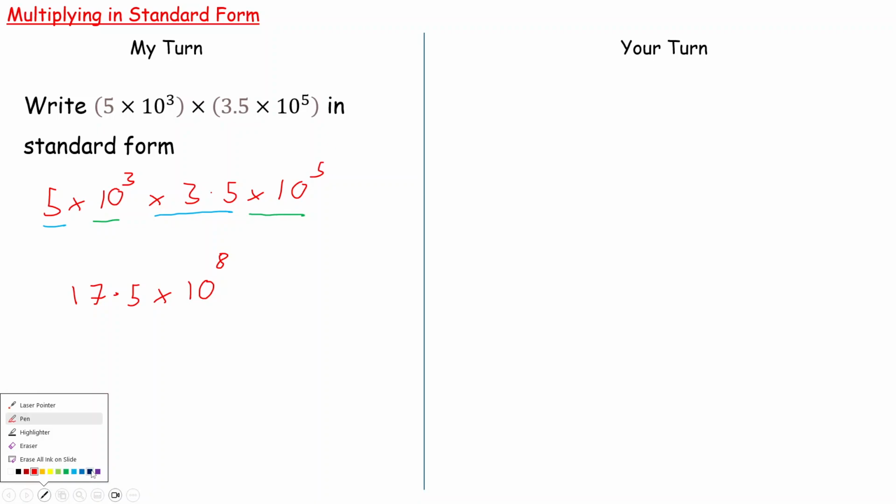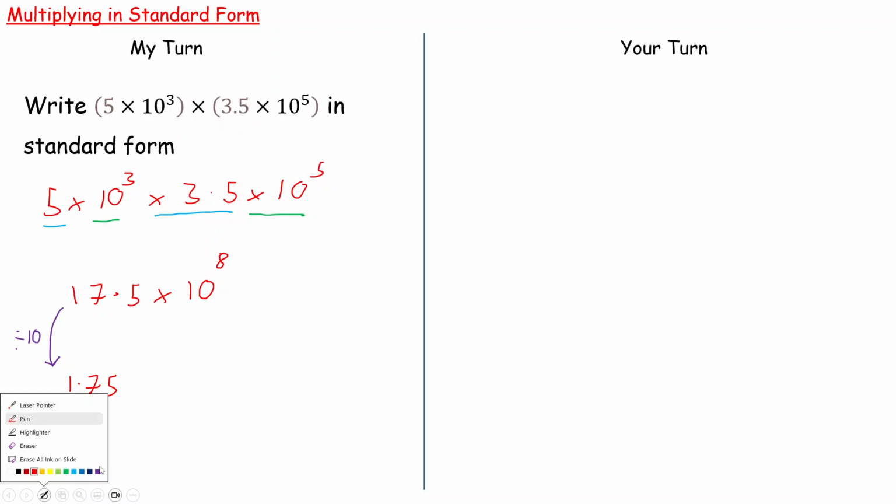So what you need to go and do here is be a little bit crafty. How can you get 17.5 to become between 1 and 10? If we go and divide this 17.5 by 10, well, 17.5 divided by 10 becomes 1.75, which is now between 1 and 10.